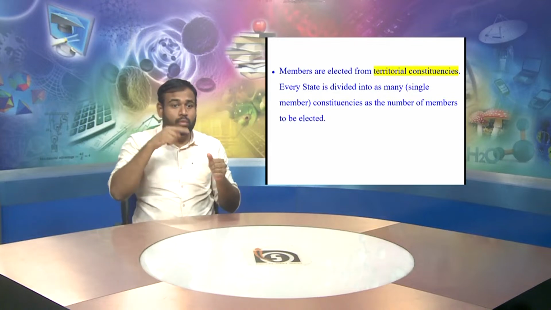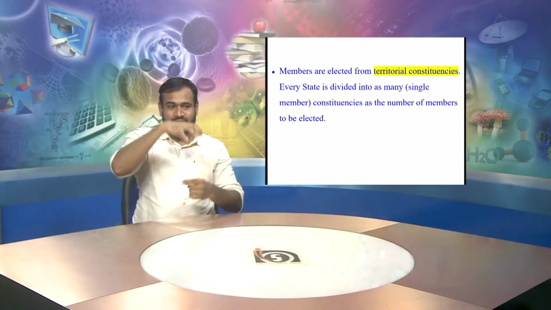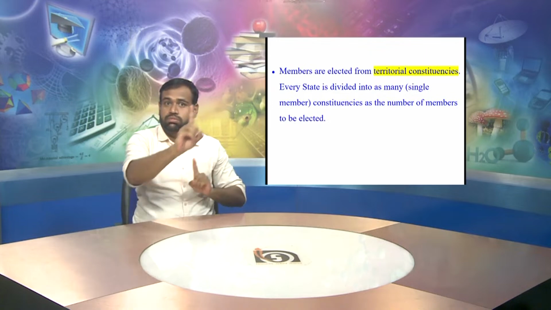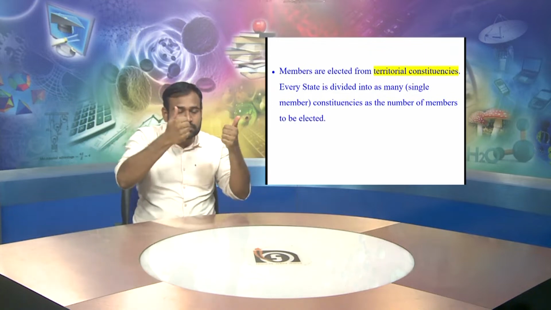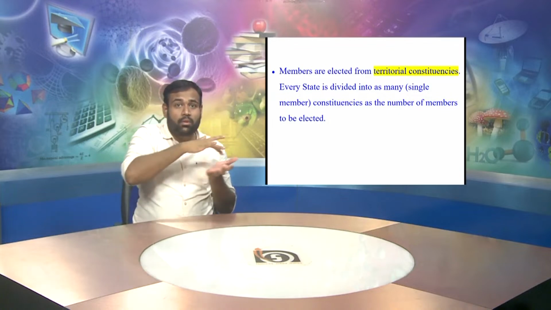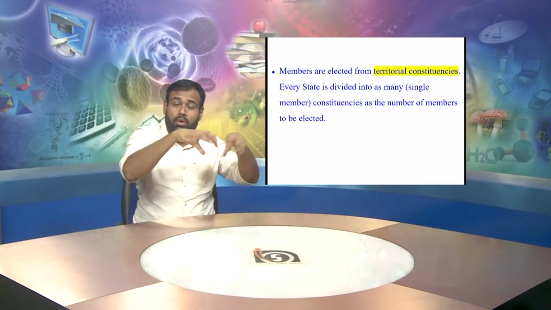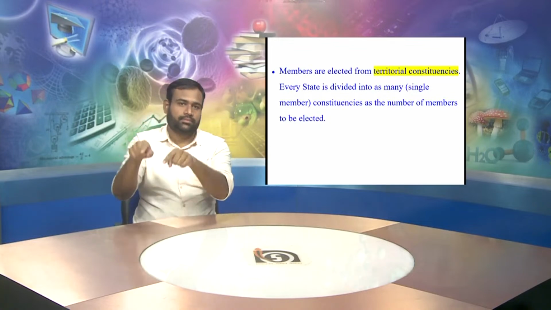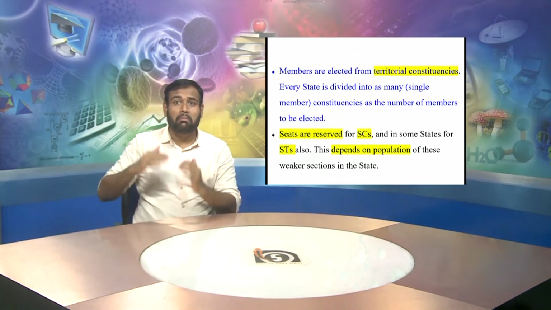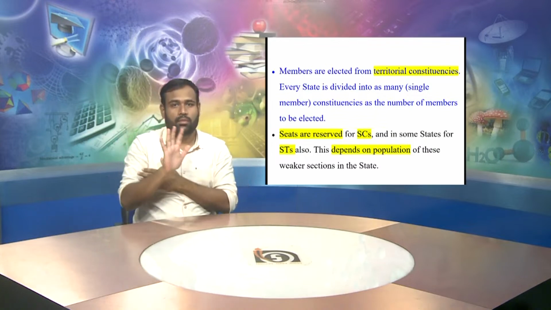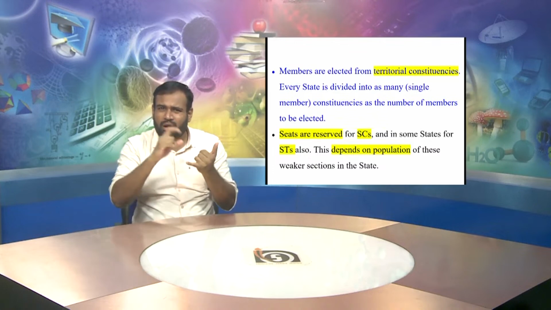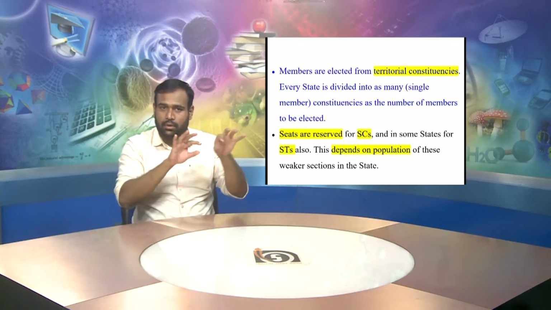Members are elected from territorial constituencies, and every state is divided into as many single-member constituencies as the number of members required to be elected. Seats are reserved for SCs and in some states for STs also. This depends on the population of these weaker sections in the state.